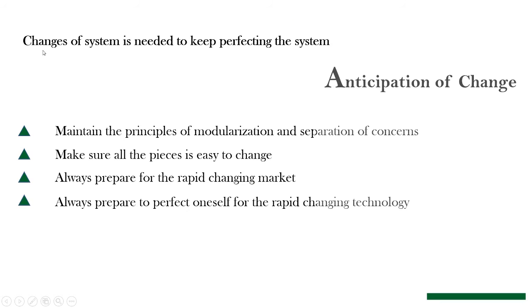The fourth principle is the anticipation of change. This is because system evolution is unavoidable to keep perfecting and updating the system. To achieve the fourth principle, it's important to remember these 4 points. Maintain the principle of modularization and separation of concerns. Make sure all the pieces are easy to change. This is to make sure that any changes that are needed can be more easily done as the system has been split into pieces.